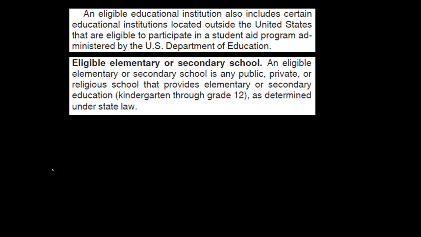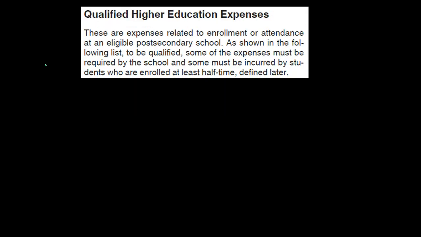And eligible educational institution also includes certain educational institutions located outside the United States that are eligible to participate in a student aid program administered by the U.S. Department of Education. Eligible elementary or secondary school. So we've mentioned the eligible elementary or secondary school. Here's the definition. An eligible elementary or secondary school is any public, private, or religious school that provides elementary or secondary education, kindergarten through grade 12, as determined under state law.